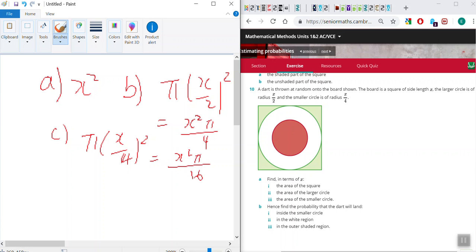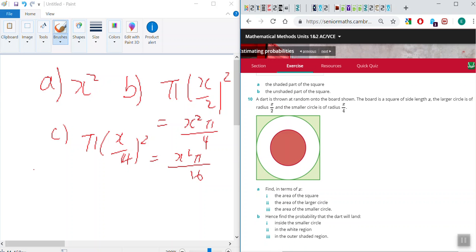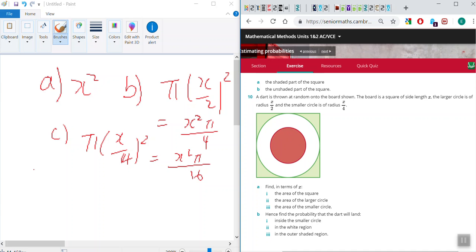Okay, part D, hence find the probability that it will land inside the small circle. So for this part, you have to think about it. If it lands on the small circle, it means that it's going to land just out of the total, we want this part. Okay, so we're assuming that there's equal chance of landing on any part of the board. So if I divide this area by the total area, I get the probability. So part 1 would be the area of my smaller circle, which is my answer in part C, x squared pi divided by 16, and you're dividing that by the total area, which is x squared.